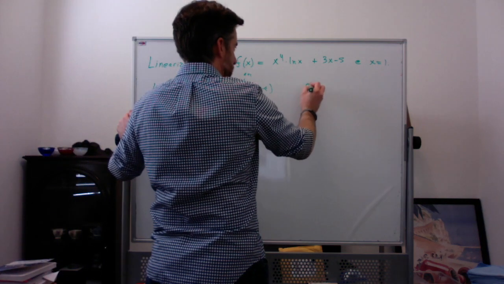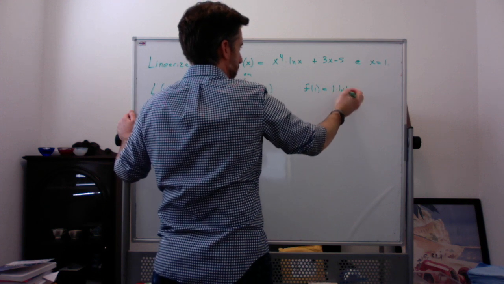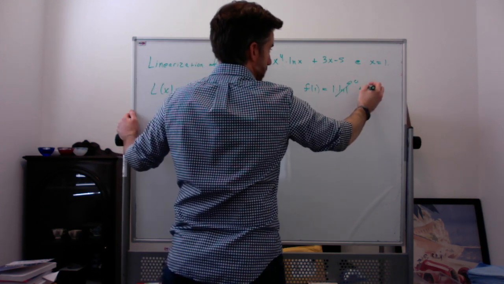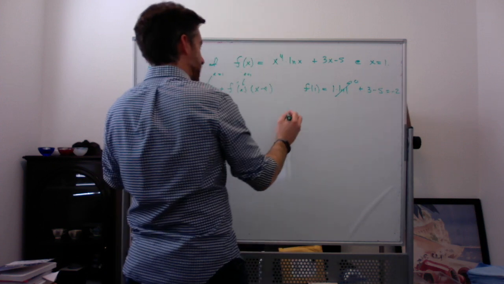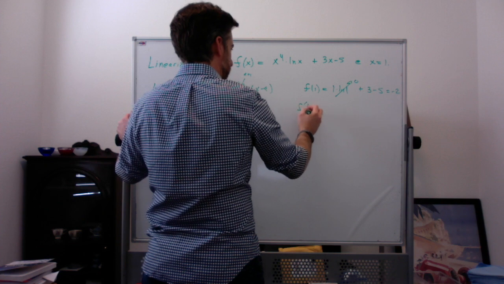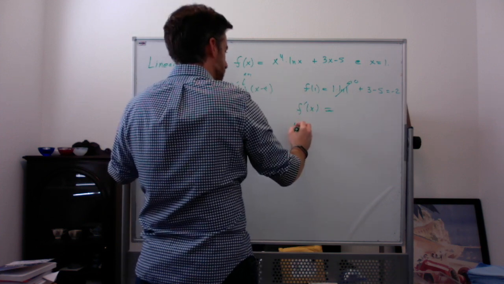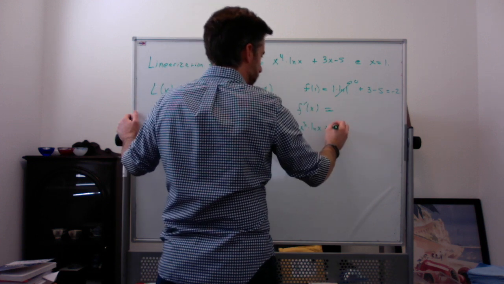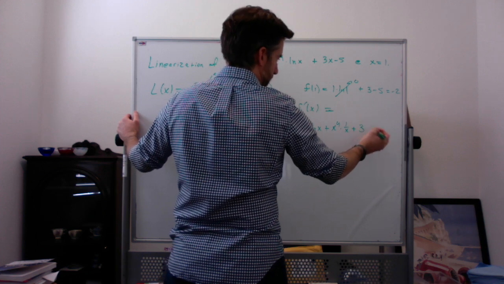So f of 1 should be straightforward. I'm just going to plug in 1 and get 1 times natural log of 1, which is 0, plus 3 times 1 is 3, minus 5, so I get negative 2. Then I have to find f prime of 1, so let's find the derivative first. F prime of x is, product rule here, 4x cubed times natural log of x plus x to the fourth times 1 over x plus 3 minus 0.